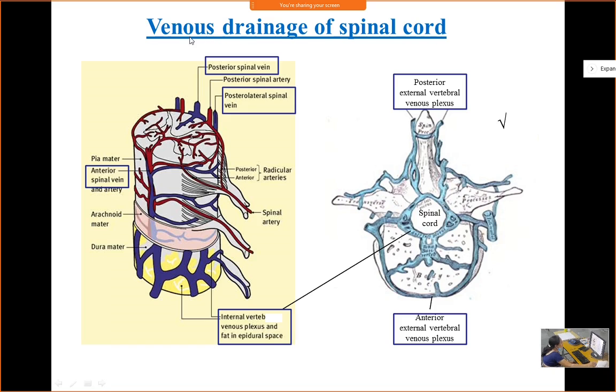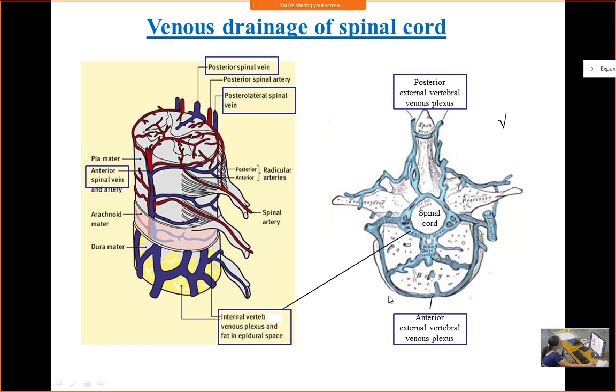Then we will first start with the venous drainage of the spinal cord. In the spinal cord, there are 6 veins. Two veins are present, one in the anterior median fissure and another in the posterior median sulcus. That is the anterior median spinal vein and this is the posterior median spinal vein. Similarly, just behind the anterior root and behind the posterior root, there are the 2 anterolateral veins and the 2 posterolateral veins. Now these veins drain into the internal vertebral venous plexus, that is inside the vertebral foramen. There is the anterior part of the internal vertebral venous plexus and the posterior part. The anterior part is more prominent.